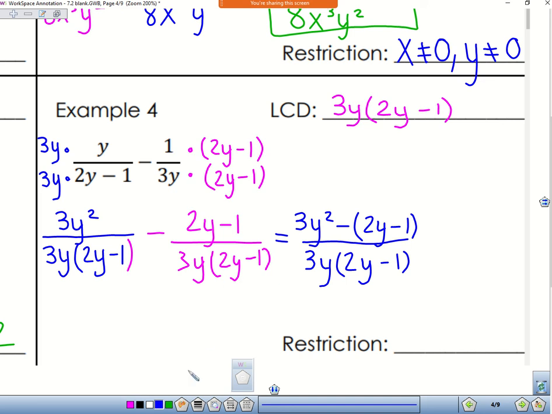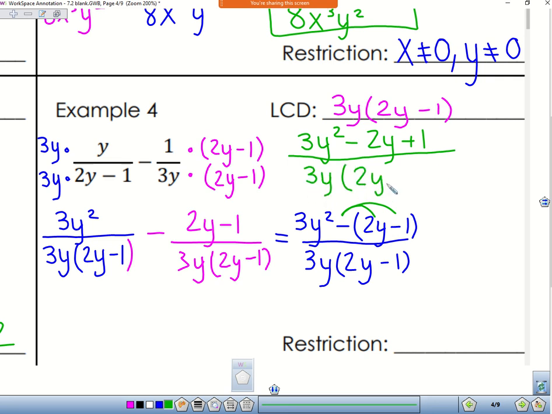So in order to simplify this, we have to distribute the negative sign right here, okay? So that's going to become 3y squared minus 2y plus 1 all over 3y times 2y minus 1. And this is our final answer.